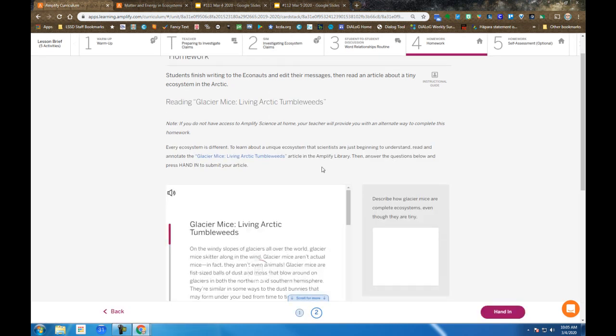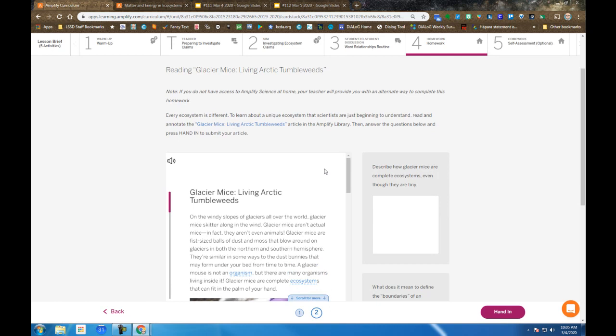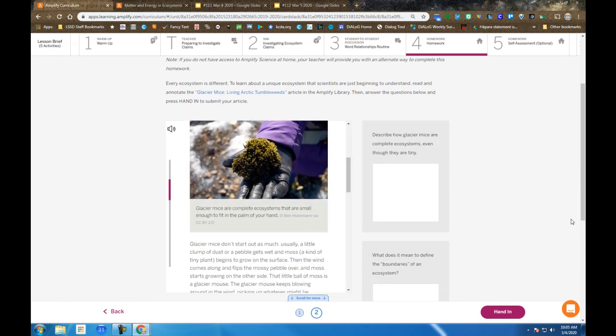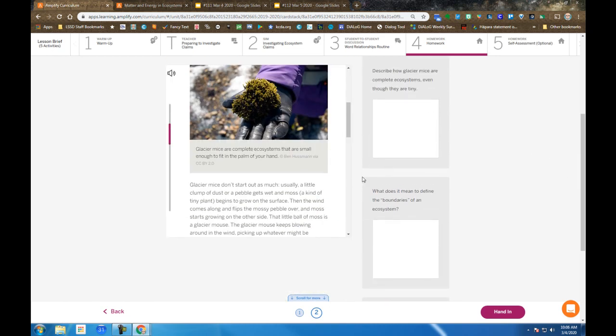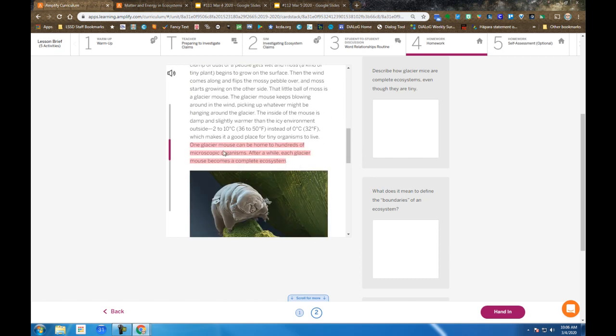In the Glacier Mice article, in the second screen in step 4, I've highlighted answers to the questions that you see on the right. So how are they complete ecosystems? One glacier mouse can be the home of hundreds of microscopic organisms. After a while, each glacier mouse becomes a complete ecosystem. The moss is the producer, and then the tiny microorganisms are the consumers and decomposers.